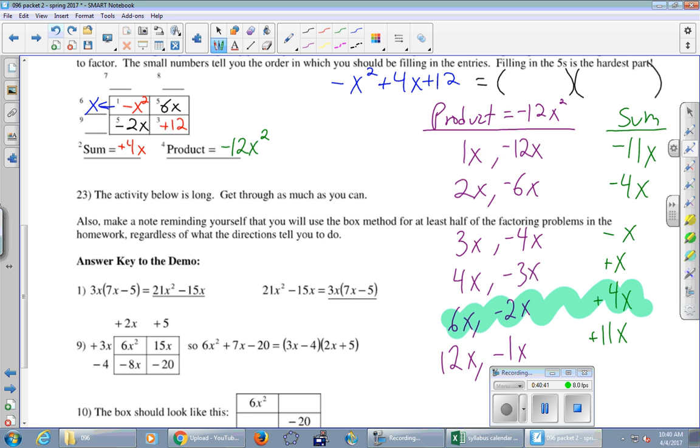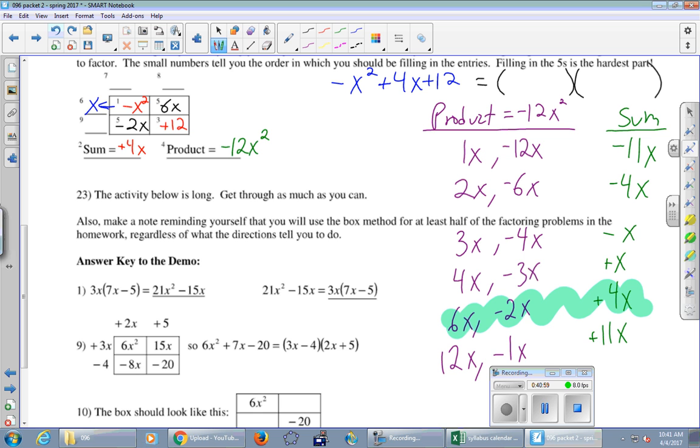Say again? It would be 2x. Yeah. Okay. I put an x here. You're welcome to say, hey, I want to pull negative x out. That's okay. You'll get a different but equivalent answer. I'm just going to pull x out.